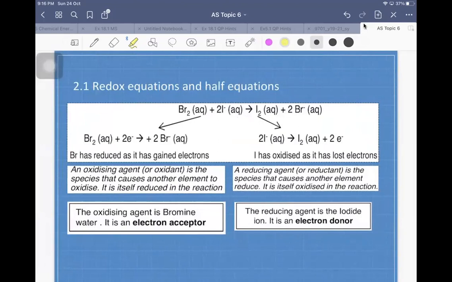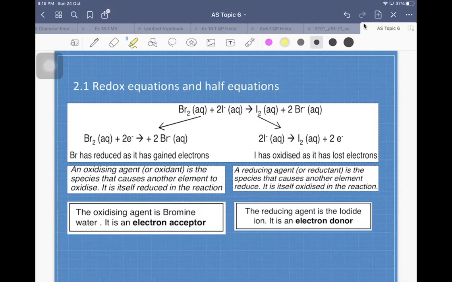Okay, so we've identified this earlier on just now. The oxidizing agent is bromine water. Bromine water is Br2 aqueous. It is an electron acceptor. The reducing agent is the iodide ion.